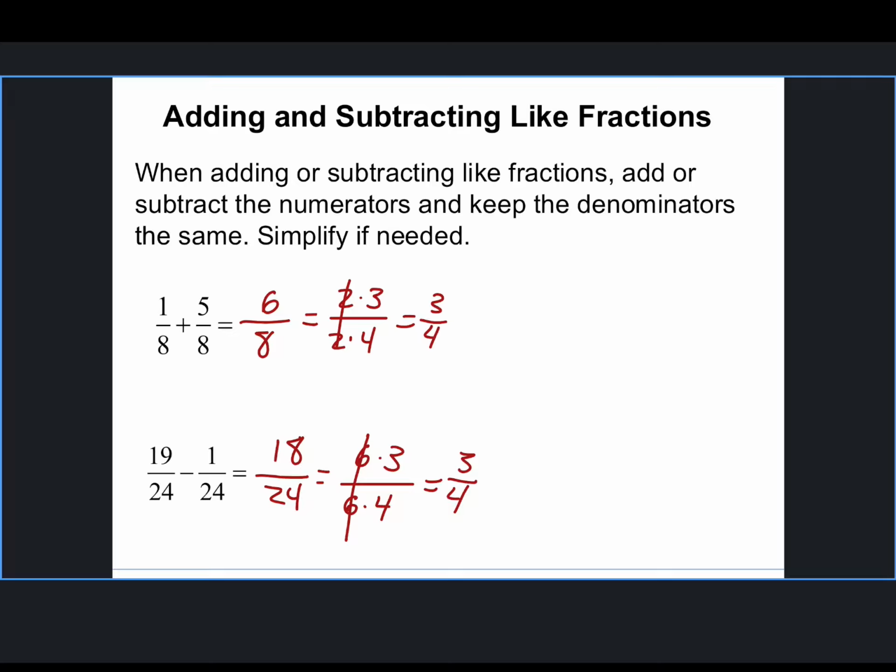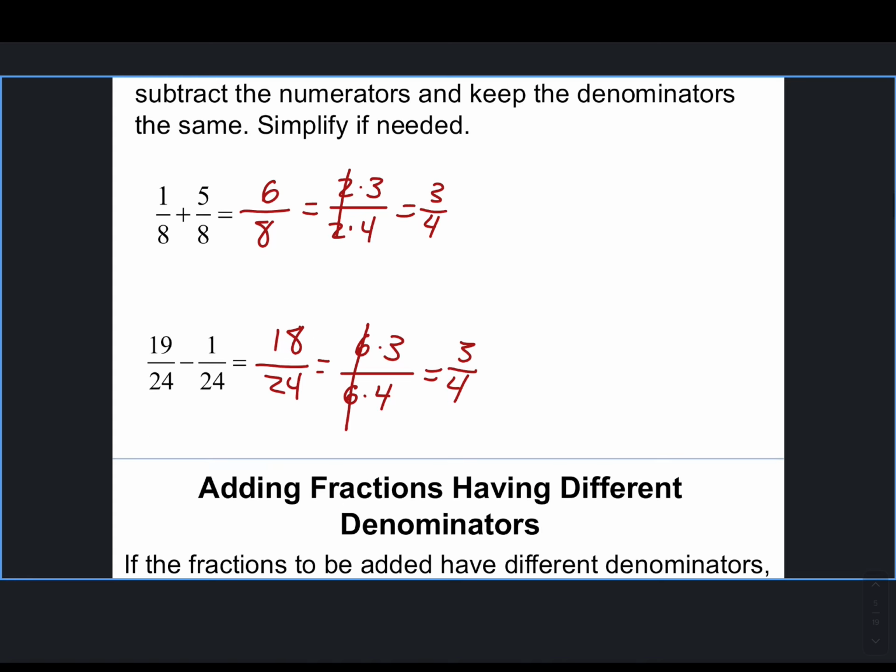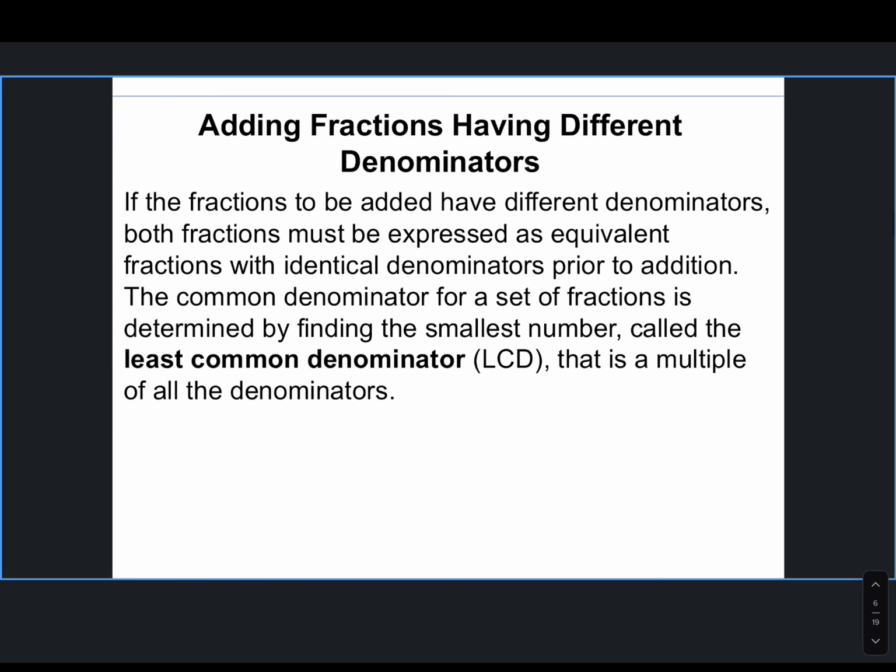But what happens if they don't have the same denominator? Say that again. LCD, least common denominator. And this is what really trips people up the most, okay? So if the fractions we're adding or subtracting have different denominators, then both have to be expressed as equivalent fractions with identical denominators before we can add. So no matter what, when you're adding and subtracting fractions, you have to get the same denominator. You have to make them look like fractions.